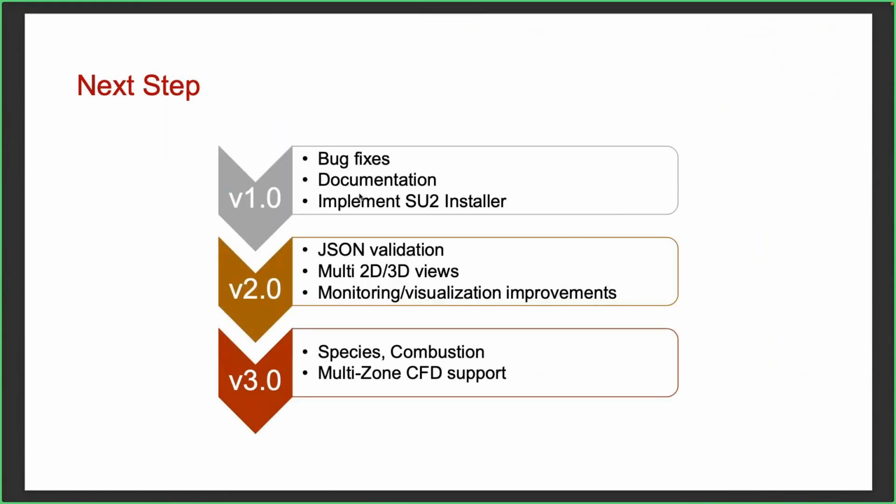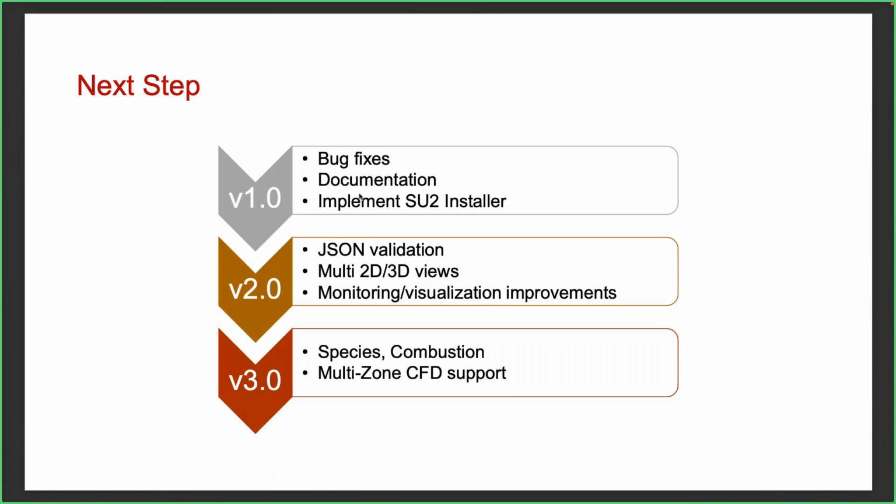Next steps: currently we do need to do some bug fixes and testing. Documentation is there, but improvements can be made in that also. We are planning to implement an SU2 installer, which basically installs SU2 along with the SU2 GUI. If the user doesn't have it, we will provide an option to install SU2 directly from the pip package.